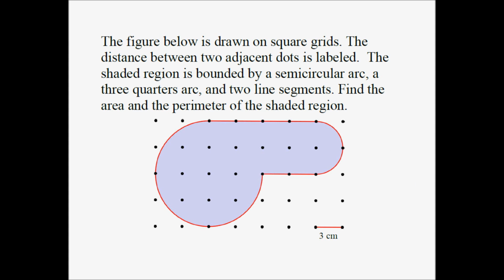So what the question is trying to say is this: 3/4 of an arc refers to this. This is 3/4 of an arc in pink, and this refers to the semicircular arc. Now, this is a rectangle.